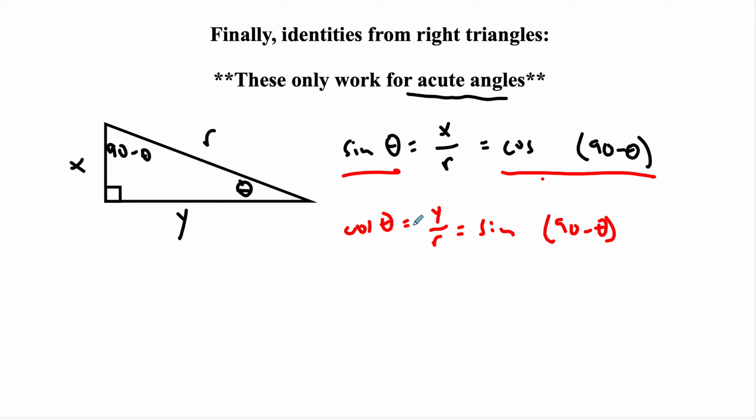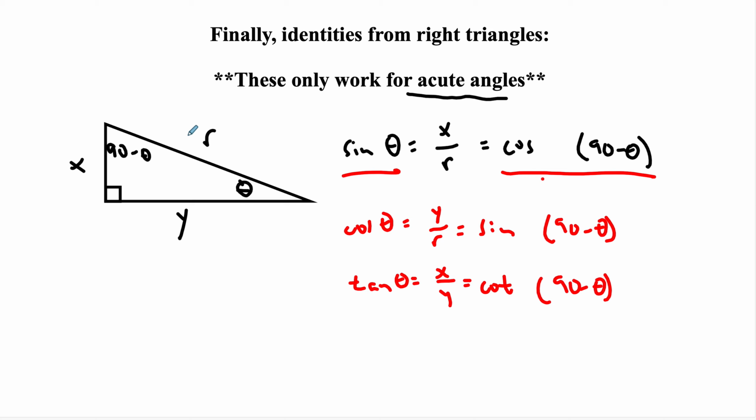If you continue this process, like if you look at tangent theta, which would be x over y, what happens if you look at the other angle? X is the opposite for this angle, but x changes to the adjacent. That is, the opposite and the adjacent switch. So this is the same as the cotangent. All the trig ratios get paired off this way.